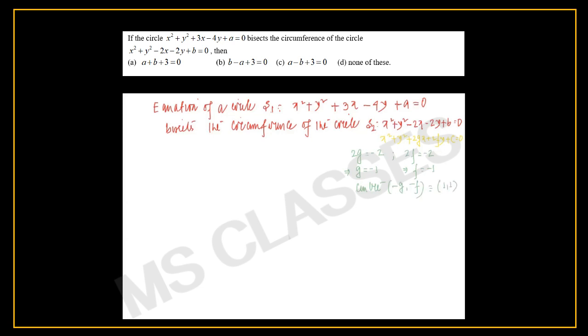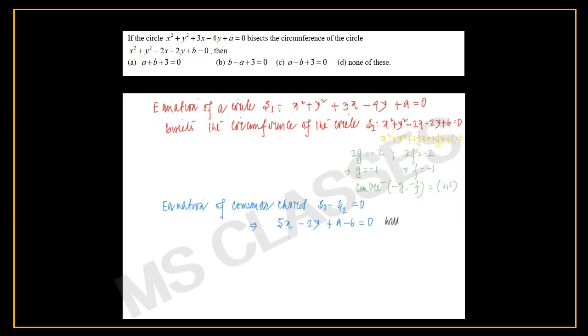Now we'll find the equation of the common chord. The equation of the common chord we know is given by S1 minus S2 equal to 0. So from that, what do we get? If we subtract, we get 5x minus 2y plus a minus b equal to 0. Just by subtracting these two equations, x square and y square get eliminated, we get a linear equation, and that will be the equation of the common chord.